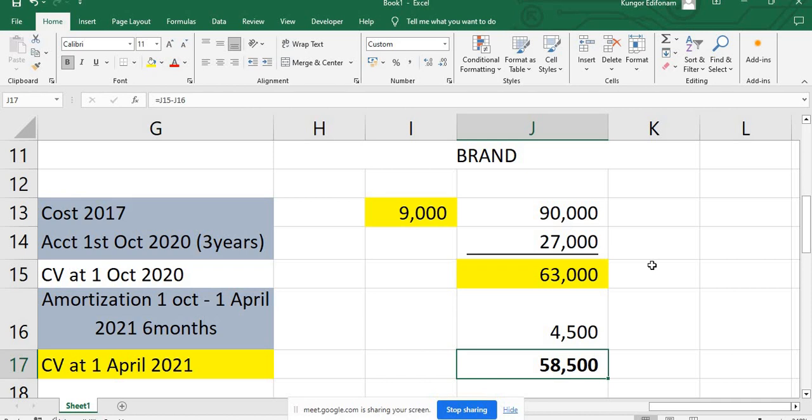Is it clearer now? Yes, please. Okay, very good. And also, I want to confirm this. I learned that for intangible assets we don't really use depreciation, but it's amortization. Yes, that is it. For intangible assets, we use amortization.